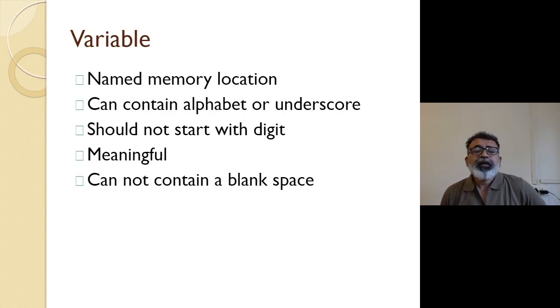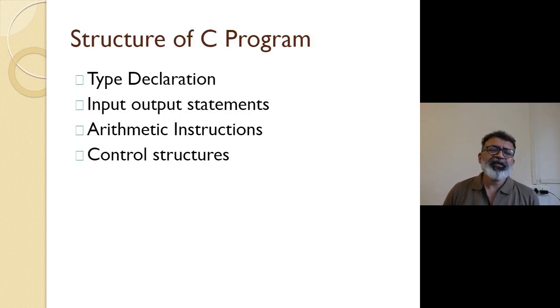At the same time, a variable name should not start with a digit. That is not allowed. You can declare a variable as num1, num2, right? One as a digit is fine, but it should not be 1num, or 1x, or 2x. This is not allowed. It cannot be a variable name, right? So we will see all these details while writing the program.